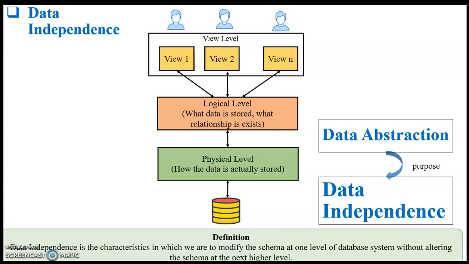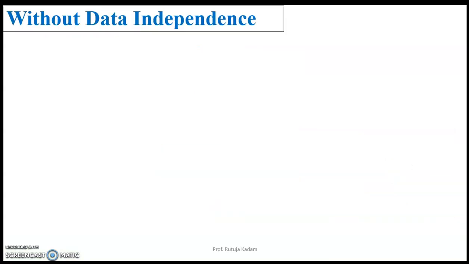Now, the definition of data independence goes like this. Data independence is the characteristics in which we are able to modify the schema at one level of the database system without altering the schema at the next higher level. Let us dive deep into the definition.